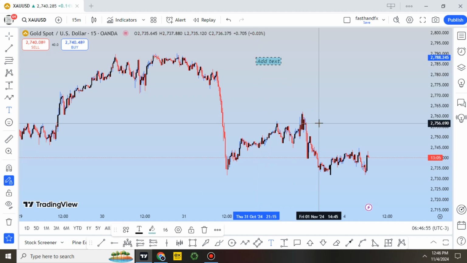Just simply look for continuation patterns. Then the second thing that we should be looking out for is to identify key levels, and then we should look for reversal structures.